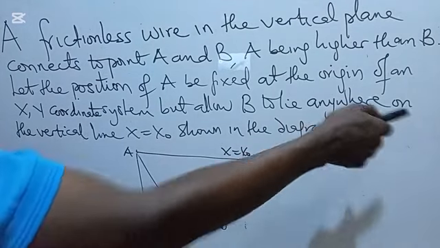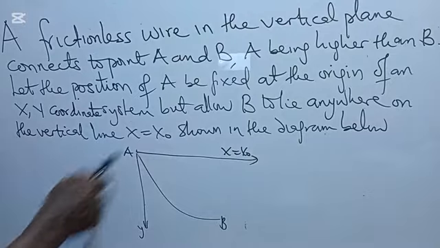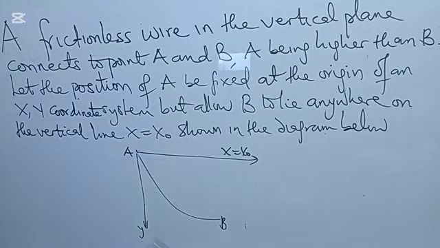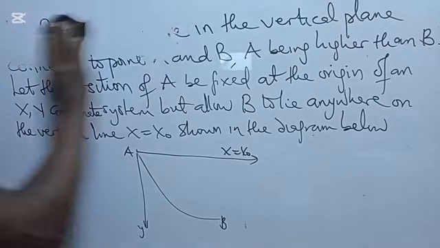Allow B to lie anywhere on the vertical line, x equals x naught. So this B will be here, anywhere. B is swinging, as shown in the diagram below. Now, the question goes further.